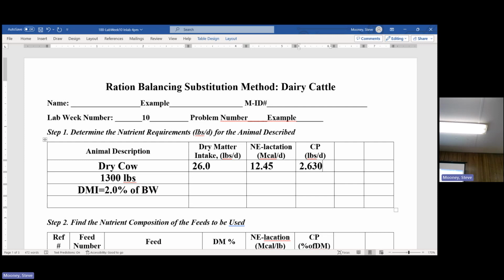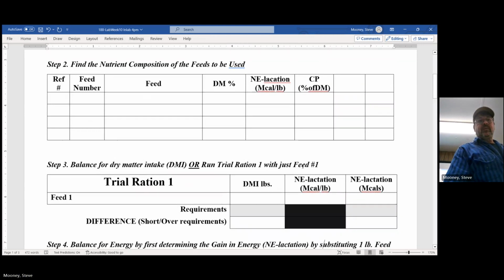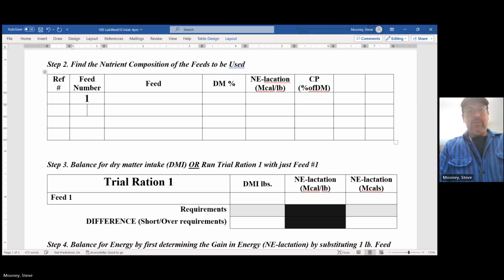So we have our requirements for our animal. We pulled it from table 2. Next up, step 2. Find the feed composition of feeds to be used. So I'm going to need my number 1 feed, 2 feed, and my 3 feed. Does anybody remember from last week what those feeds are, or the description of those feeds?